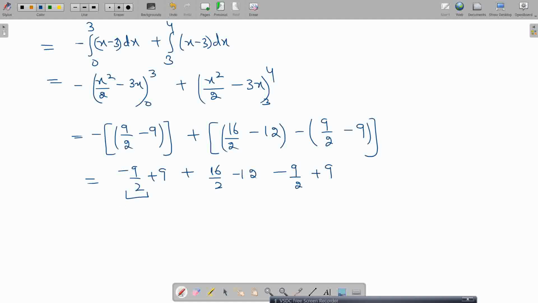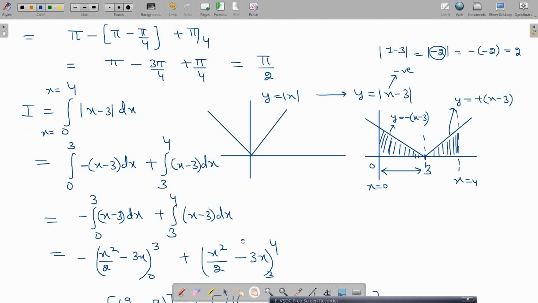So we can say this is minus 9 over 2, this is minus 9 over 2, so when you add them you get minus 9, and this is plus 9 and 9, which is 18, and then we have 16 over 2, which is 8, so 8 minus 12 is minus 4, right? So 18 minus 9 is 9, 9 minus 4 is 5. So that's how you get the answer of the integration as 5.